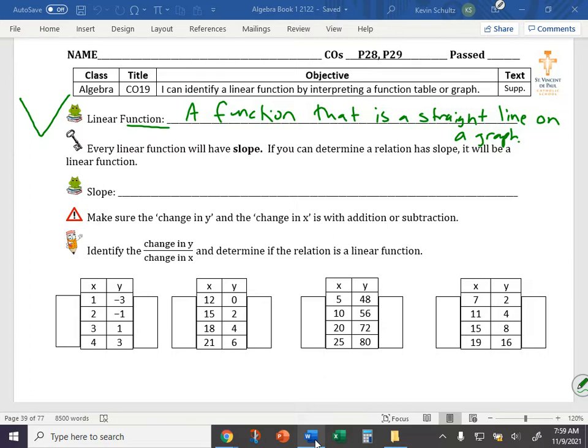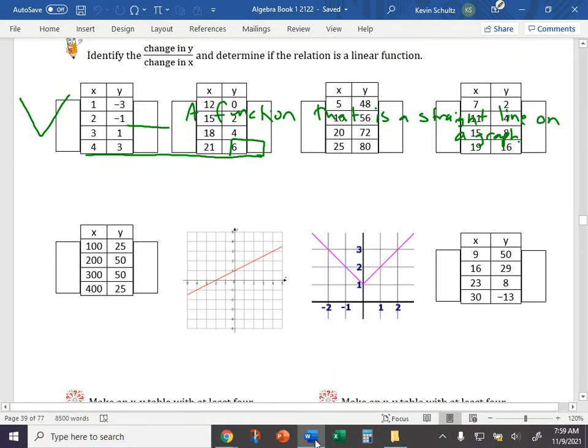The next key point says every linear function will have slope. If you read the overall objective, it says I can identify a linear function. What you're looking for is slope. If you can identify a slope, you know that that relation is going to be a linear function. If you've got a graph to look at, you're just looking at does it make a straight line or not. That's why you only have two graphs here, because it's relatively easy to tell which one is a linear function and which one isn't. The one that makes a line.